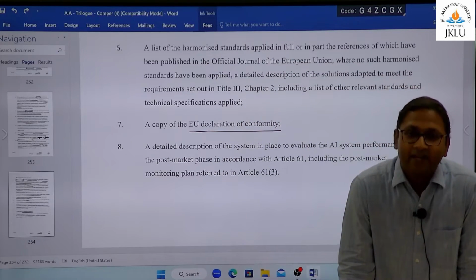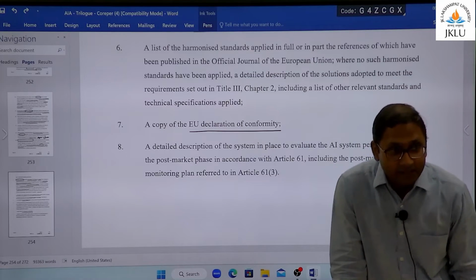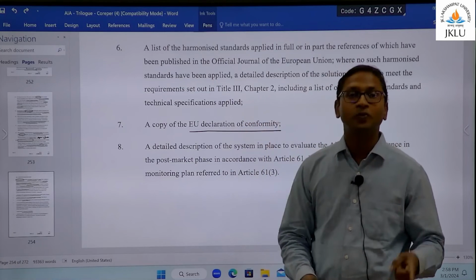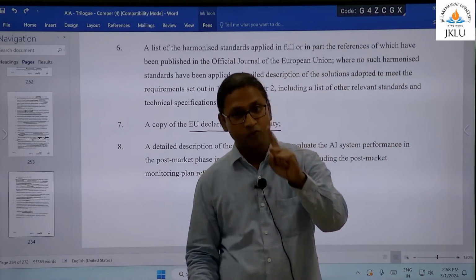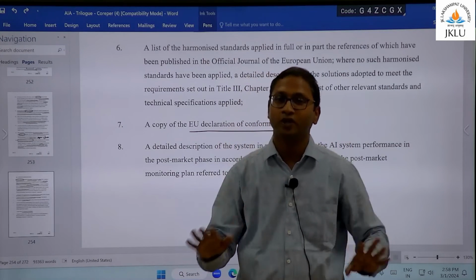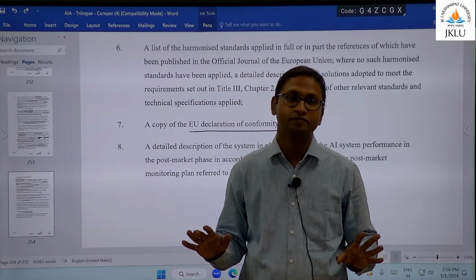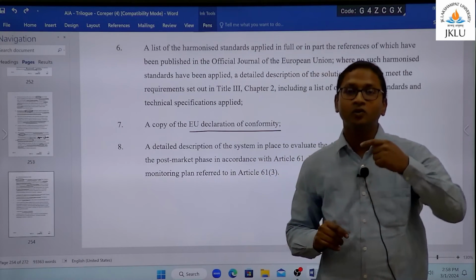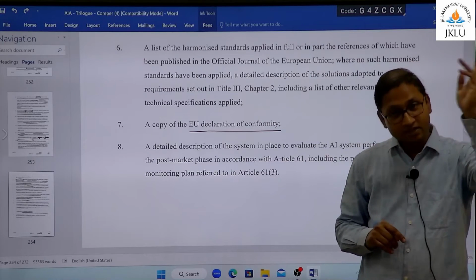See, the idea is, if you want to place it on the market, put it into service, if you are doing something, you go ahead and do whatever. Exactly. So you can't do wrong to my population and still make money from it.